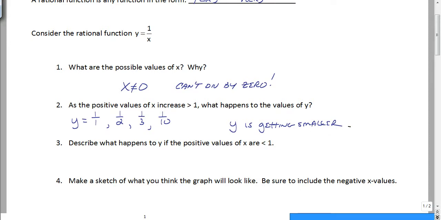So let's go backwards. Describe what happens to y if positive values of x are less than 1. So as x is getting smaller. So think about this. y is equal to 1 over 1. And then 1 over 1/2, which we know is 2. And then 1 over 1/4, which we know is 4. We know that y is getting bigger.